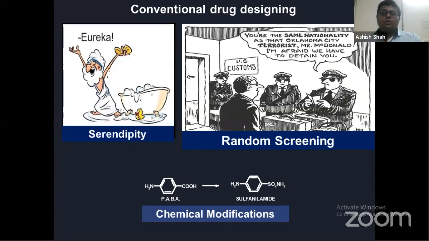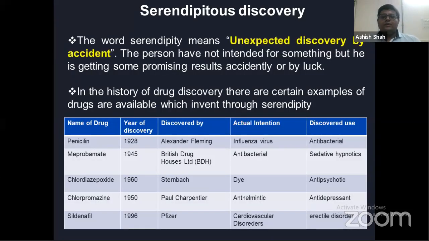Third thing you can go for is chemical modification. So basically, conventional drug designing is divided into three broad categories: one is serendipity, second is random screening, and third is chemical modification. Now, first is serendipity. Serendipity, as the word itself suggests, is accidental drug discovery. You may not want to discover something, but by accident you discover something. That is known as serendipity.